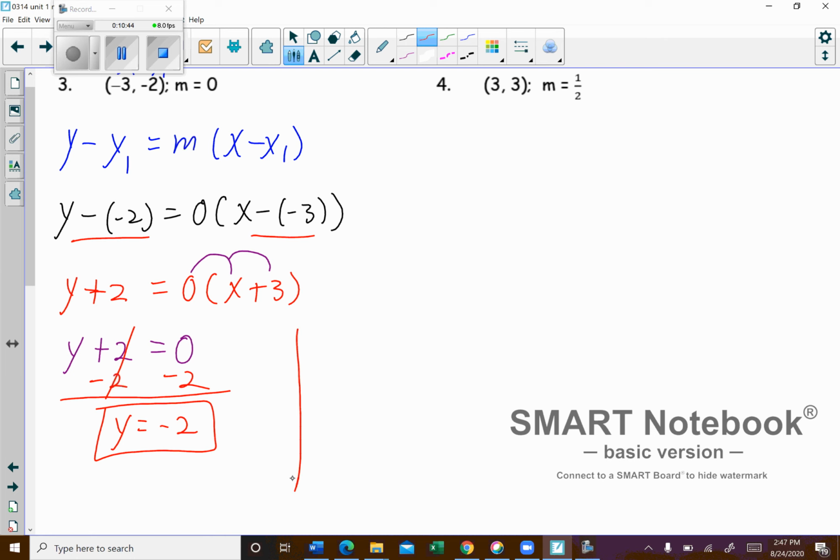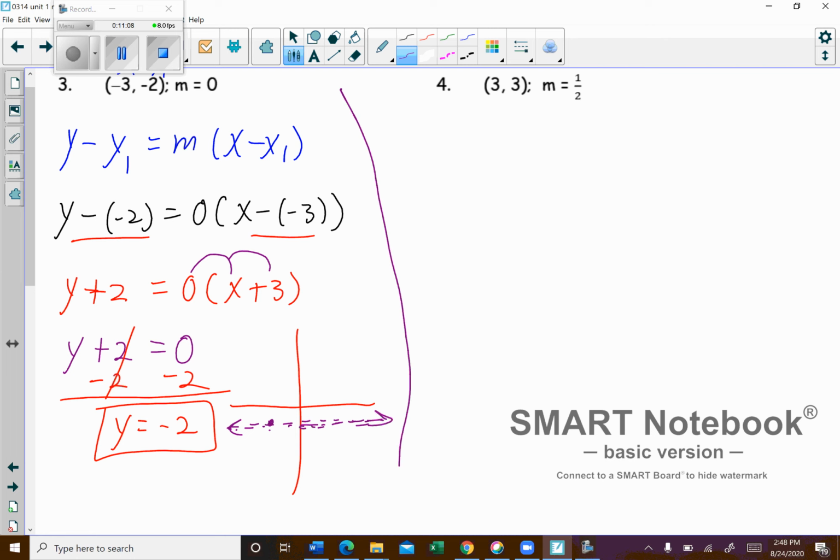And like I said, if you could kind of picture this in your mind, it goes through the point negative 3, negative 2, which is about right there, right? Back 3, down 2, something like that. And so it's just this line going across right here. It has a 0 slope. And so, yeah, the y value is negative 2 at all the points on the line. That's what we have going on there.